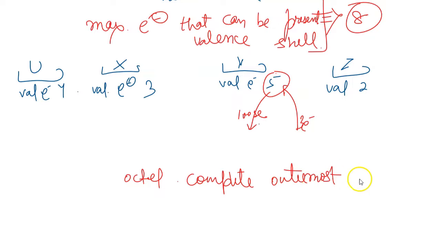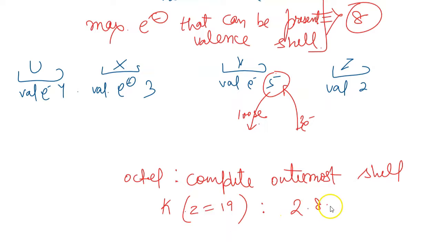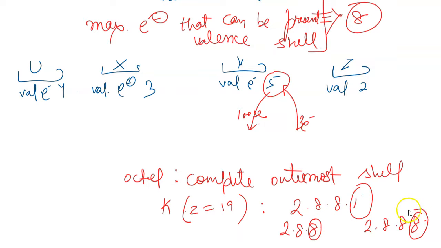So for example, let us say I talk about potassium. It has atomic number 19. What is the electronic configuration? 2881. If it loses one electron, its electronic configuration will be 288. If it gains 7 electrons, its electronic configuration will be 2888. In both cases, it has a completely filled outermost shell, right? So either it can lose all these 5 electrons, or it can gain 3 electrons.